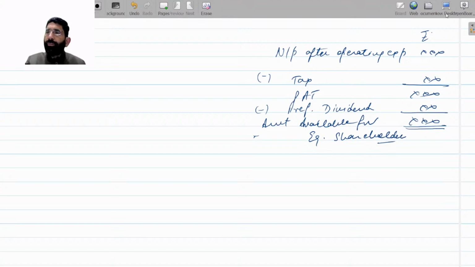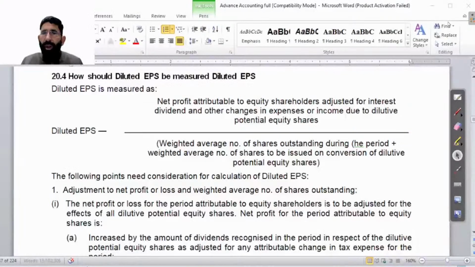So very simple working. Now, next is he says it will be adjusted for interest. It will be adjusted for interest, dividend, and other changes in expenses or income due to dilutive potential equity shares. Now, what is dilutive potential equity shares? Fast, send me the answer. What is diluted potential equity shares?